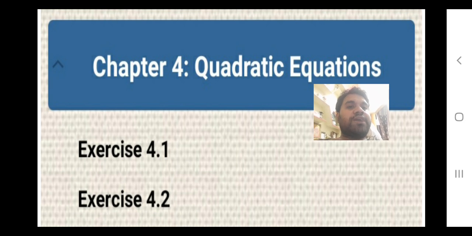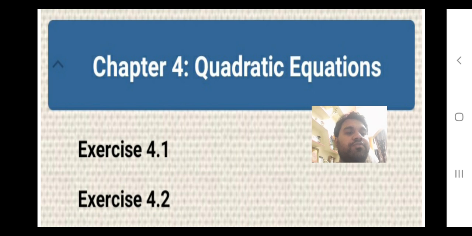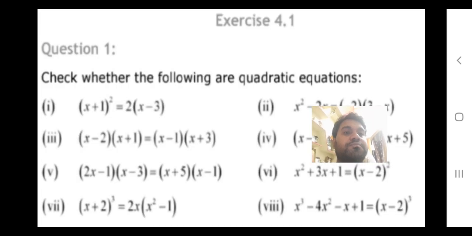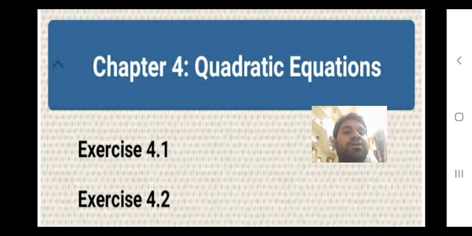Today I have chosen this topic, that is quadratic equation, that we were doing before holidays. Now class, we will revise in these 2-3 days whatever we have done in quadratic equation. After that we will do the last exercise, then the new chapter. So I have taken these two topics today, that is exercise 4.1 and 4.2.